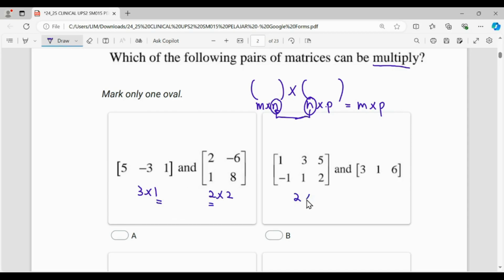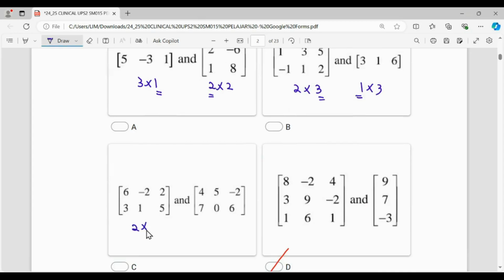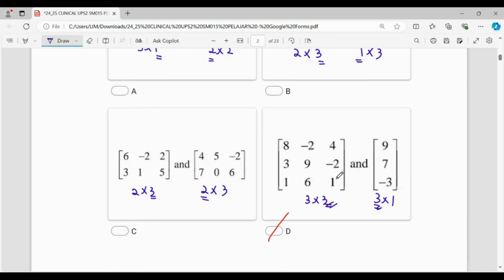So look at here, this is 2 times 3. This is 1 row times 3. So this is not the same. Then this is 2 times 3, and this is also 2 times 3. So the column and the row are not the same. And this one is 3 times 3, and this is 3 times 1. Yes, it has the same column and the same row. So the answer is this option.